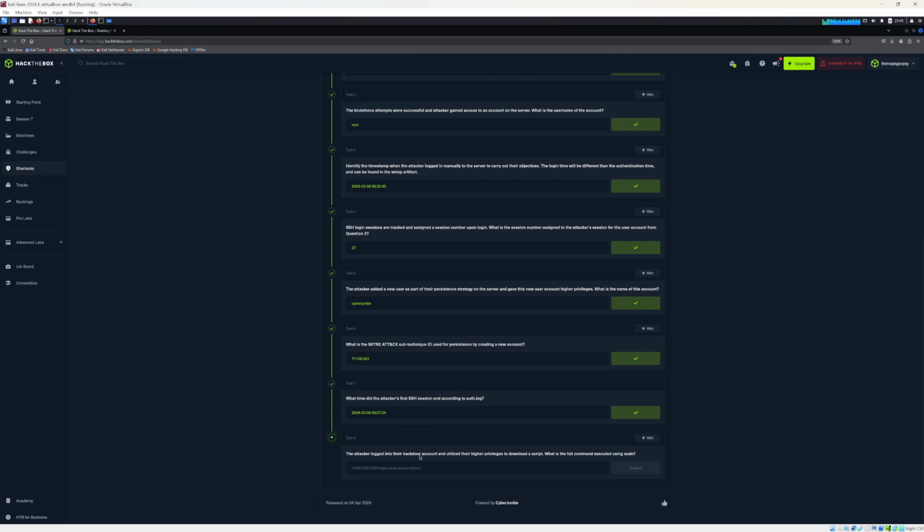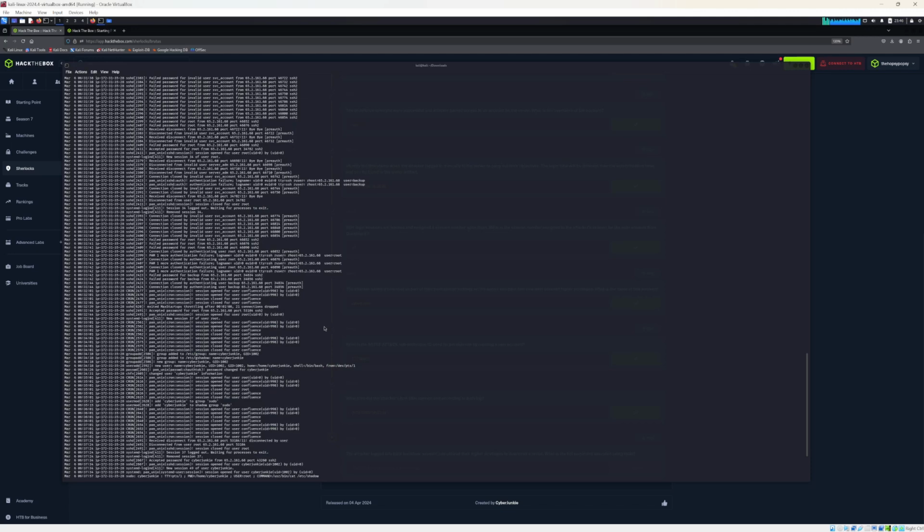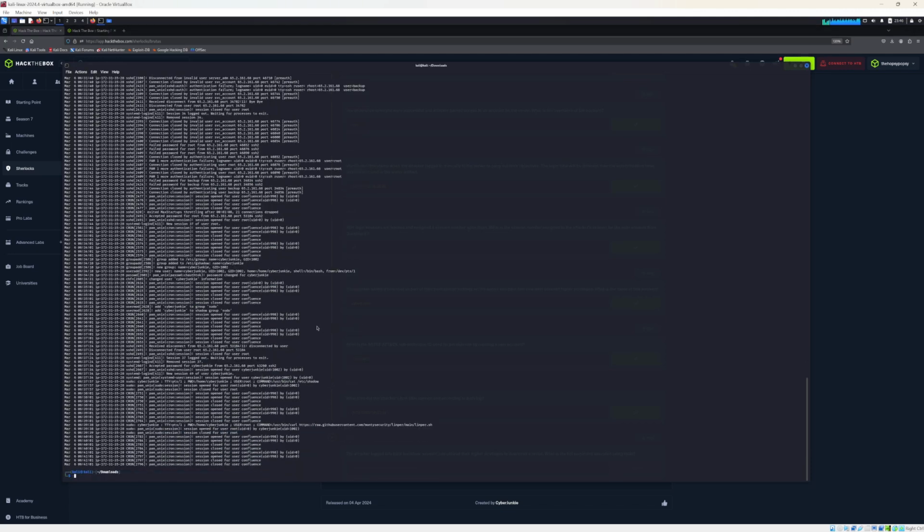Then the attacker logged into their backdoor account and utilized their higher privileges to download a script. Was the full command executed using sudo? So that's pretty simple. I'm just gonna raw dog and find the script. Command equals. I believe this is the command here.